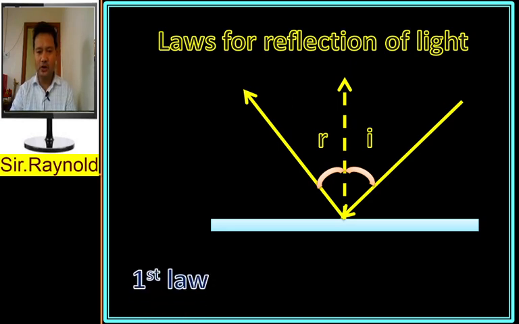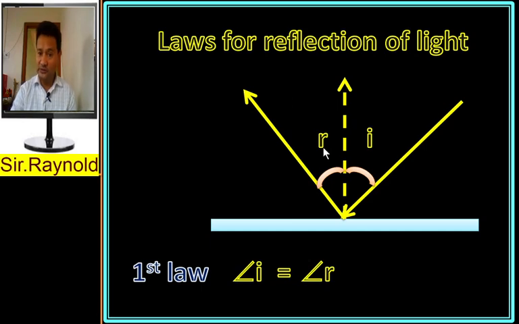Now in the first law of the reflection of light, it says that the angle of incidence and the angle of reflection are equal. Yes, this is the first law. The angle of incidence is equal to the angle of reflection. So angle I equals angle R. So this angle is equal to this angle. This is the first law. Very simple. The angle of incidence is equal to the angle of reflection. I is equal to R. I hope you are clear with this.